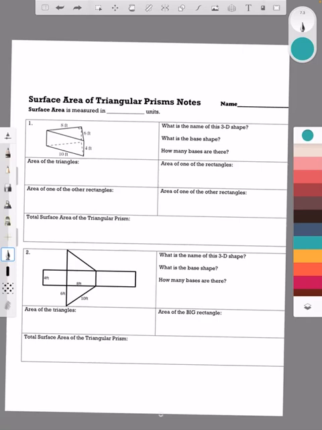Of triangular prisms. So we're going to start off here on question one, and we have this 3D shape, and the question is asking what's the name of this 3D shape? As we just said, it is a triangular prism.